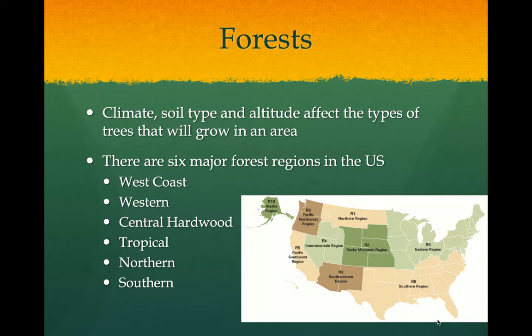And then you've got the northern region and the southern region, and you can see some of the different regions here in this map. All of these different parts of the United States are going to grow different types of trees based on what the climate is like. Some of our biggest and best forestry that we have in the United States is actually up here in the Pacific Northwest region. So some of our largest and oldest trees are actually grown in that particular area.